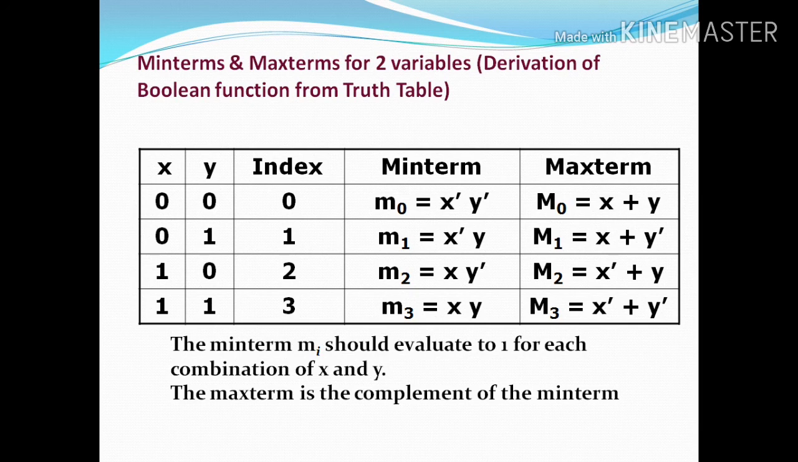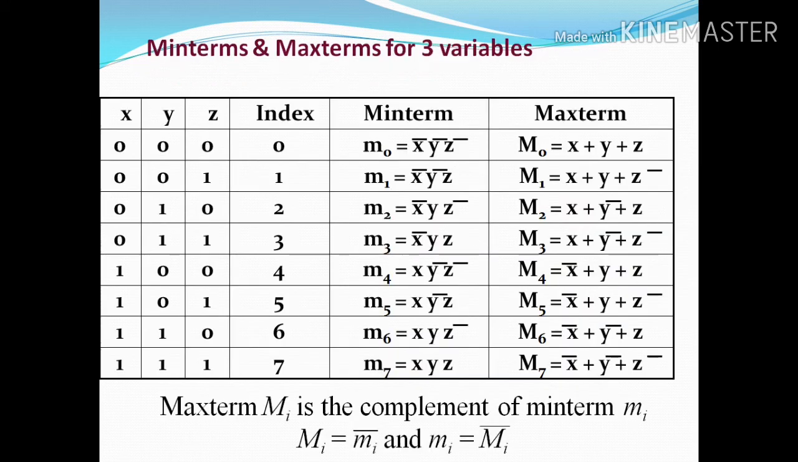Based on this min term and max term for two variables, the derivation of Boolean function with their truth tables is given here right now. Suppose x, y, two variables. So 0, 0, 0, 1, 1, 0, 1, 1. It will be indexed as 0, 1, 2, 3. First one, when x is 0, y is 0, that means m0 is x complement, y complement.